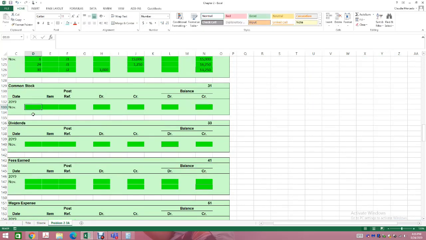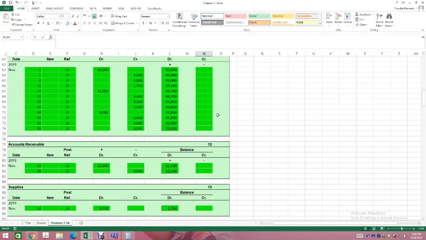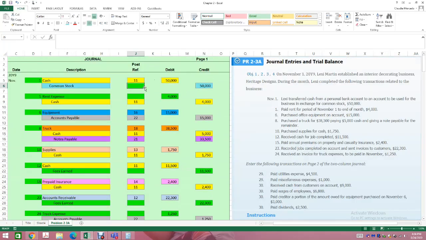That happened on journal 1, and we had a common stock entry for $50,000 credit. So that is the balance I'm going to have. I have a credit here, so I need to carry my balance over as a credit. Then I need to go back and post my number 31 in my journal right here. Don't forget this step because a lot of points will be deducted if you don't enter your account numbers in the post reference column.